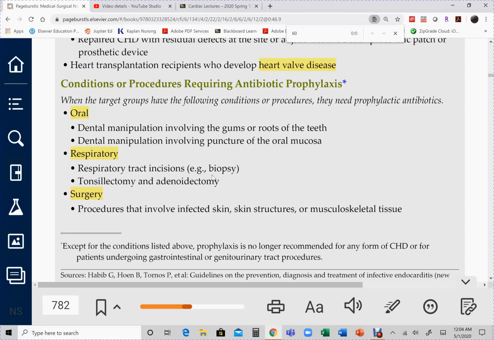The other procedures here are respiratory procedures like a bronchoscopy, and also general surgery. They are not mentioned in other textbooks anymore. I don't know why, because the American Heart Association only recommends prophylactic antibiotics for oral or dental procedures. However, your textbook still says this, so we'll follow it. So respiratory tract incisions will be included, as well as oral surgeries. Tonsillectomy and adenoidectomy: between them, tonsillectomy is the oral one. Adenoidectomy, of course, is nasal, which is respiratory.